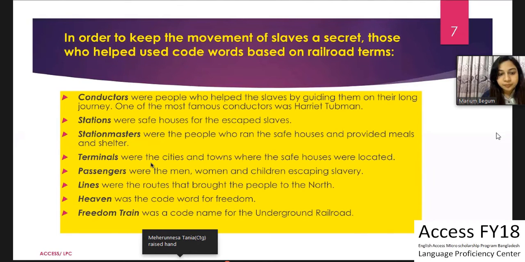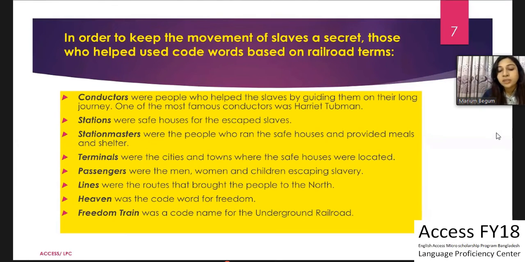Conductors were people who helped slaves by guiding them on their long journey. One of the most famous conductors was Harriet Tubman. If we have time, we will show her picture, what actually her contribution was for this railroad. So they used to be conductors. Conductors actually conduct the whole process of this Underground Railway. So these people helped the slaves by guiding them on their long journey.